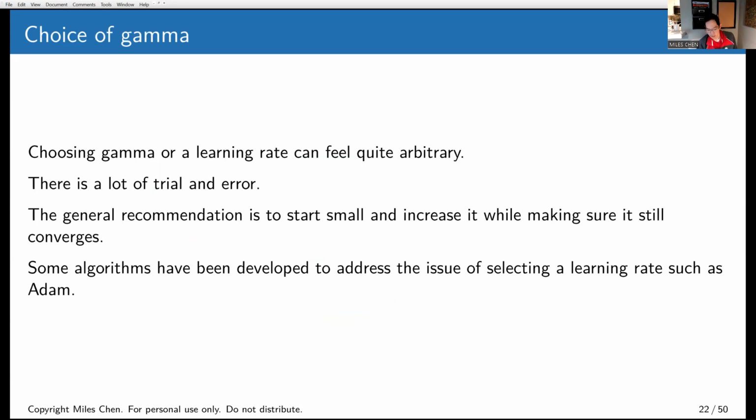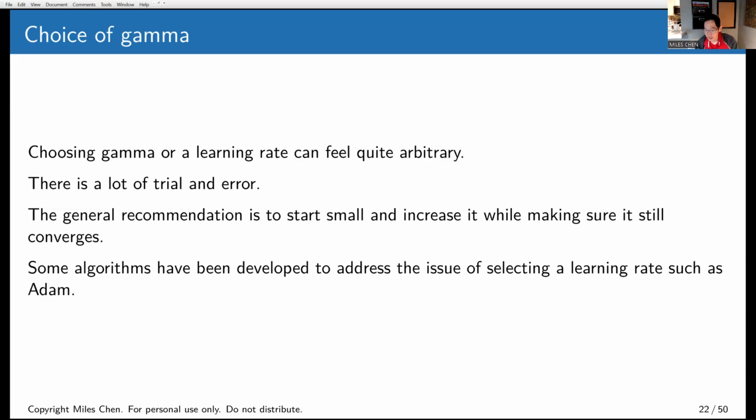So it feels a bit arbitrary. There's a lot of trial and error in depending on a step size. Your general recommendation is to start small, like 0.001 or something, and then run some iterations and ask, okay, does it look like it's converging? If it looks good, then you can try cranking up the gamma a little bit, run a few more iterations, check to see if it looks like it's converging, and you keep trying there. Okay.